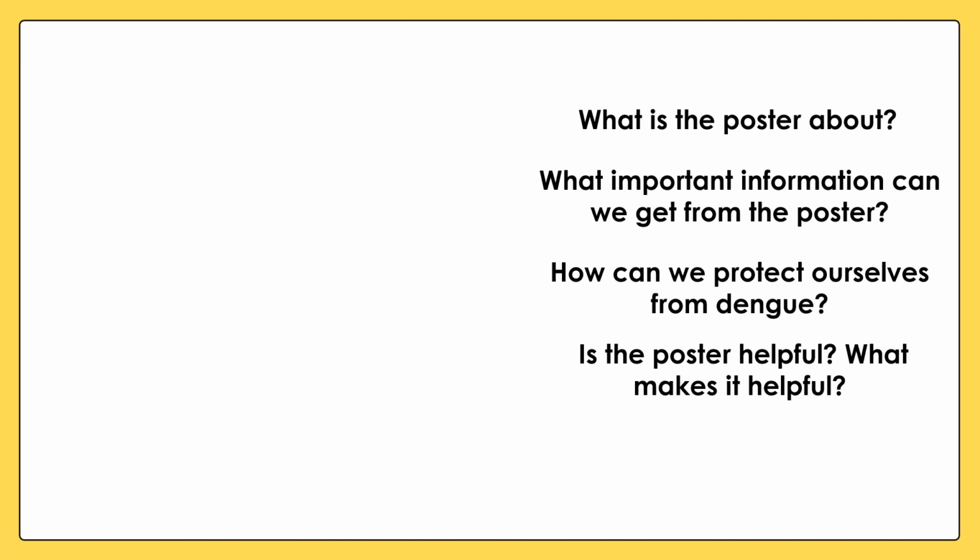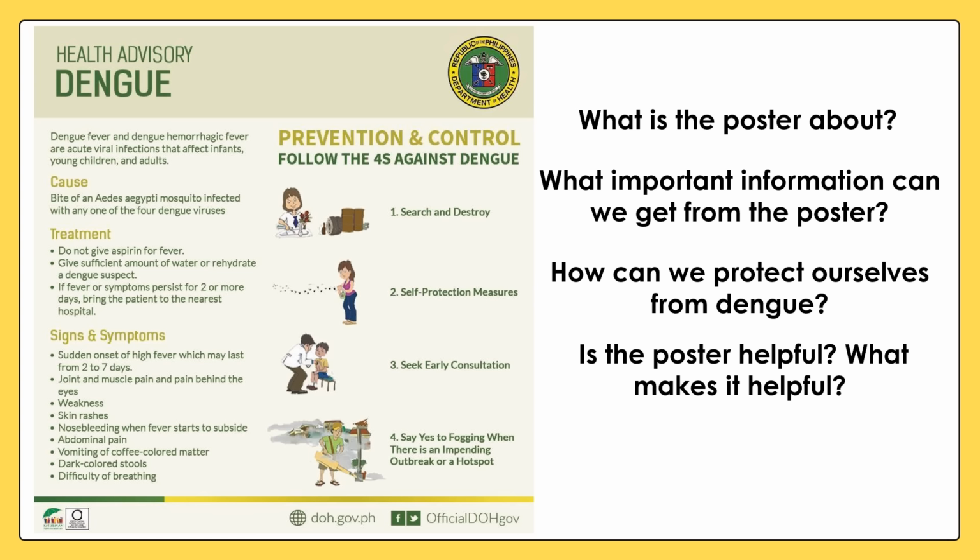Let's start! So before we start, please take a look at this poster. What is the poster all about? Very good. This is about dengue. So what important information can we get from the poster? Exactly. So in the poster, we can see the cause, the treatment, signs and symptoms, and prevention and control of the dengue. And how can we protect ourselves from dengue?